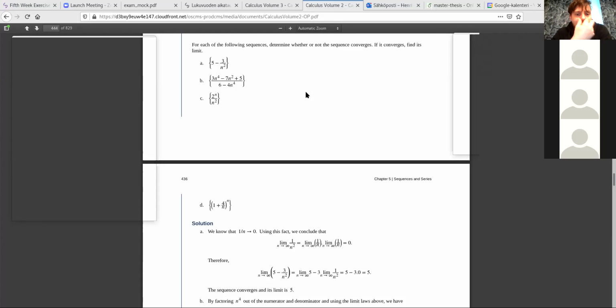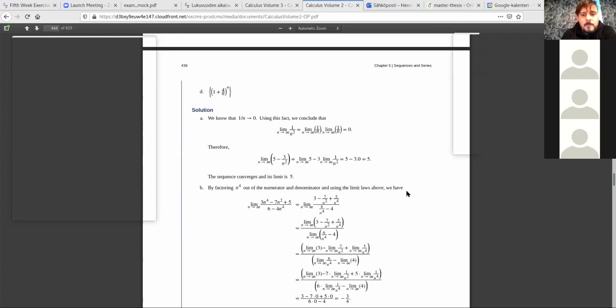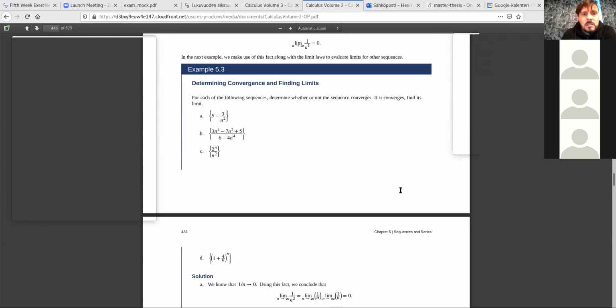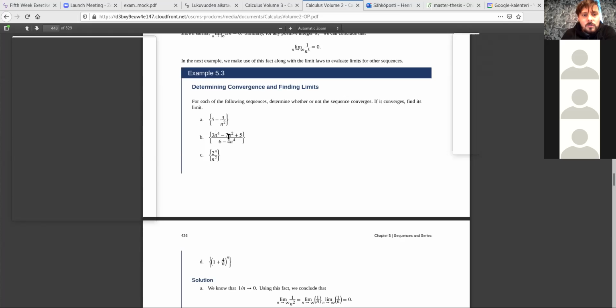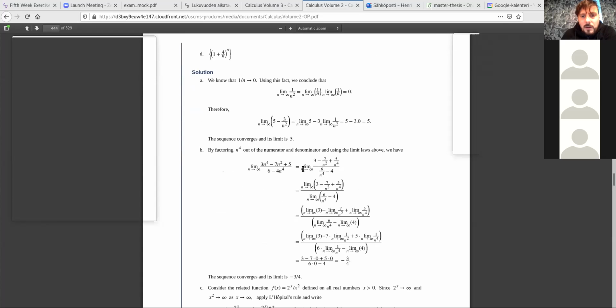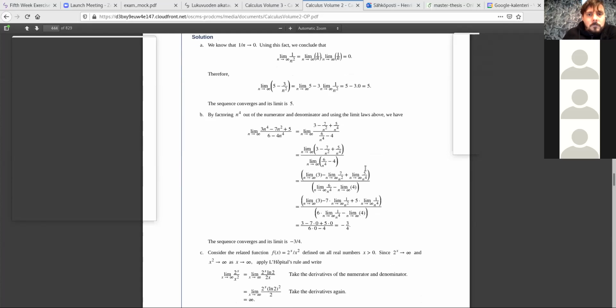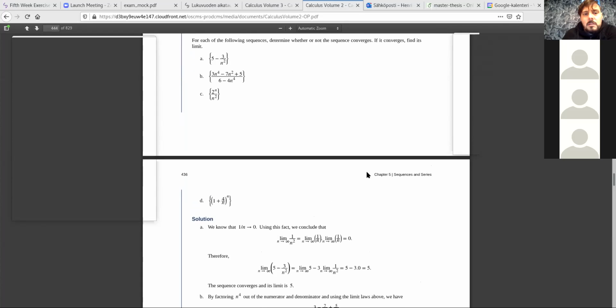If you have the function versions of these, then we can actually use the limit laws for functions, and we can separate them. We can divide both the numerator and denominator by n to the 4, so we get 3 over minus 4, which is minus 3 over 4. These are all pretty neat, easy tricks.